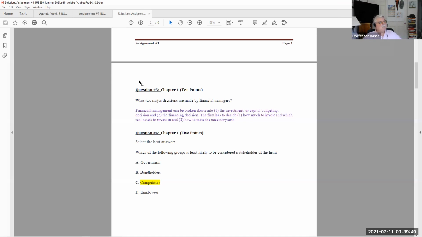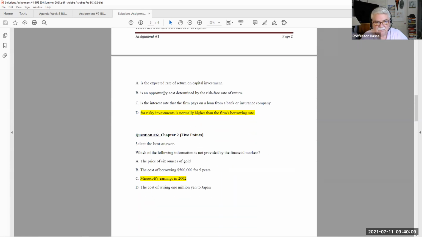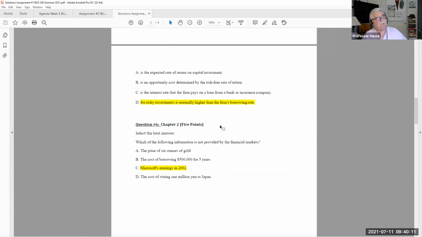The government, some of you answered that. The government gets taxes. You provide jobs. You provide taxation. Bondholders, naturally, are investors, and employees, naturally, are stakeholders. So the answer to that is competitors are least likely stakeholders. Everybody else did well.